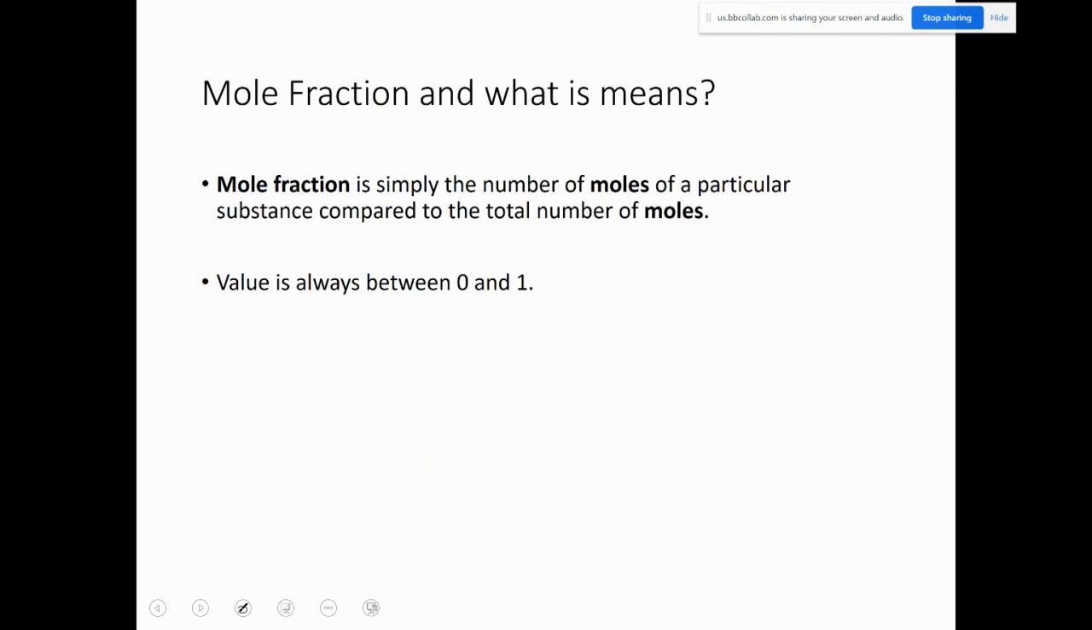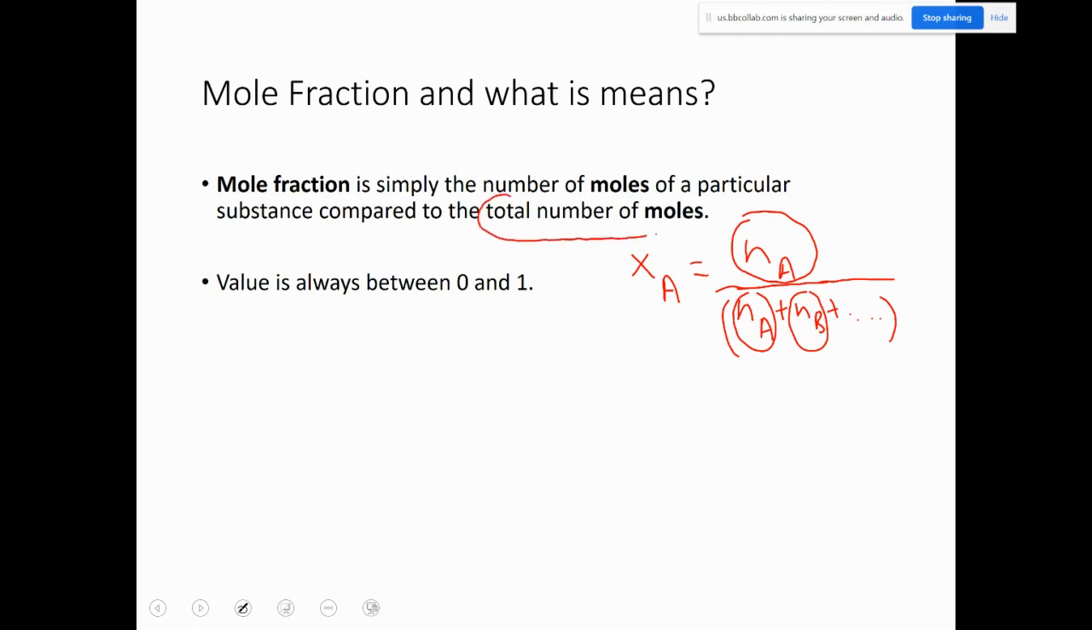An easy way to think about this is that the mole fraction of A equals the number of moles of A divided by the total number of moles of all the components that are present in that system. So this could go on. The total number of moles of A only, divided by the total number of moles of all the components present. An easy way to think about this: the denominator is the total number of moles that are present.